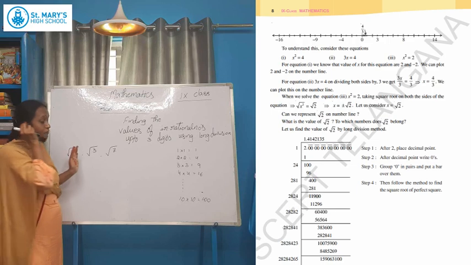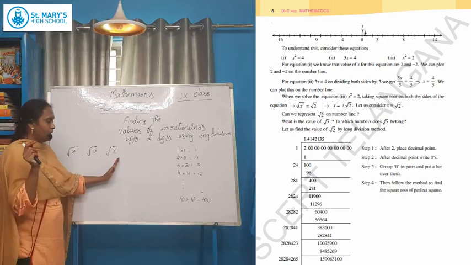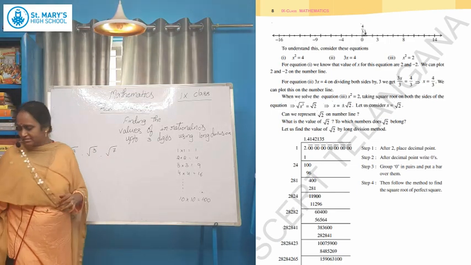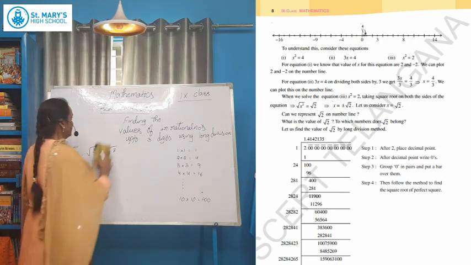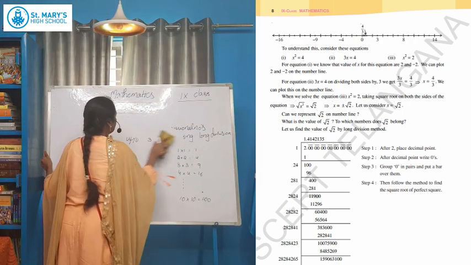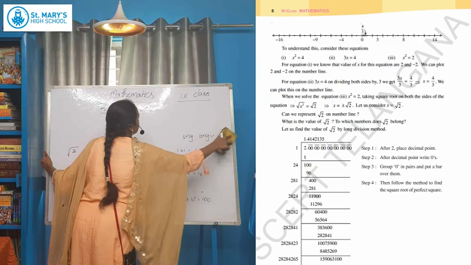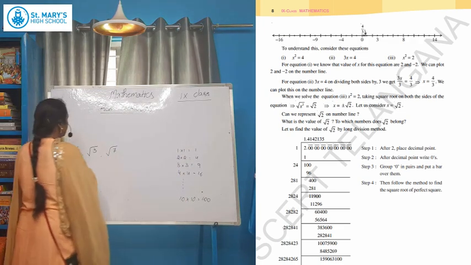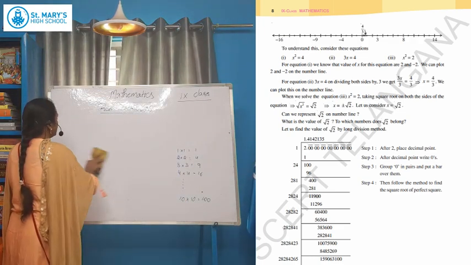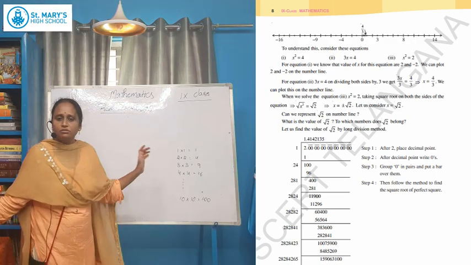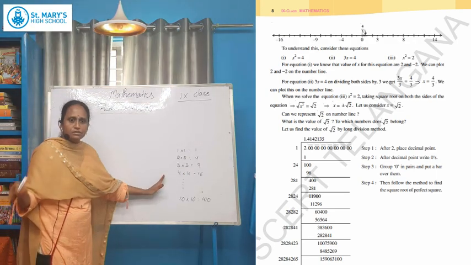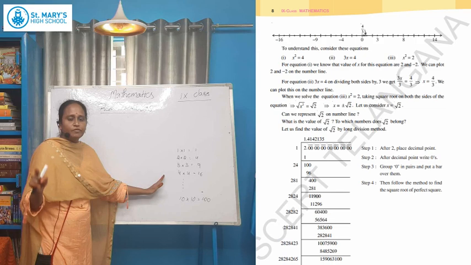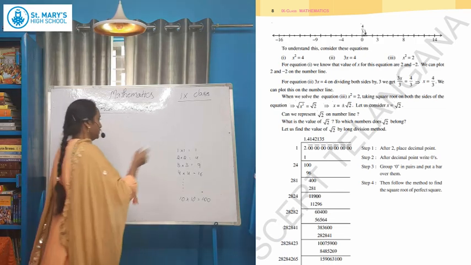How can we find them? Now we will discuss, we will start. To find the irrational numbers, which numbers do we have to take out? The step 1 is perfect square numbers. This is step 1.